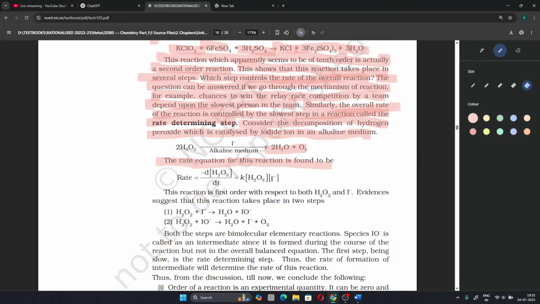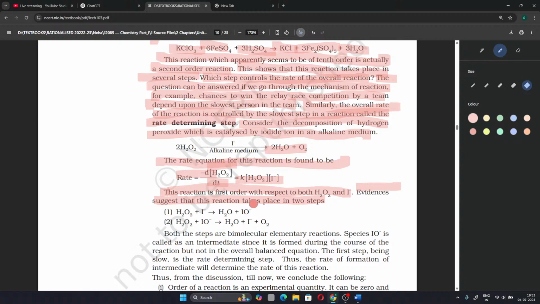The rate of this reaction is found to be first order with respect to both H2O2 and iodide. With respect to individual reactants, it is first order. Evidence suggests that this reaction takes place in 2 steps. Even though H2O2 is individually first order, normally the whole reaction should be second order.